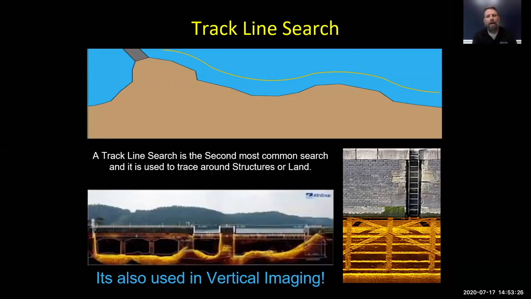All right. Our next search we're going to be talking about is the track line search. And the track line search is what you're going to be doing around bridges, dams, piers, land, large buoys, things like that. But basically, you're going to be moving your vessel in line and parallel to any object that's in the water.